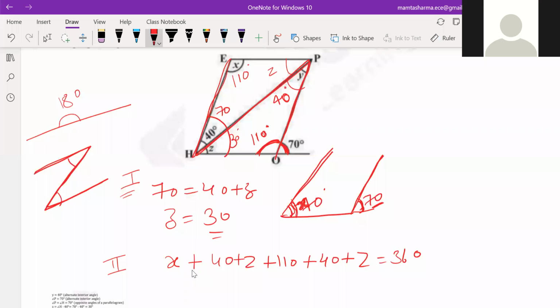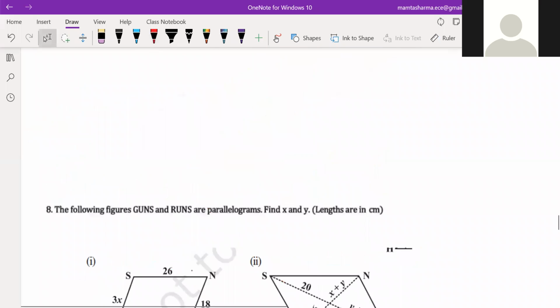By calculation, you can show in a proper way that the total angle, angle E plus H plus O plus P, should be 360 degrees. Then find out the value of z. X is 110, so only z will be unknown. You can easily find z, and z will be 30 degrees. Clear? Okay, now come to the next question.